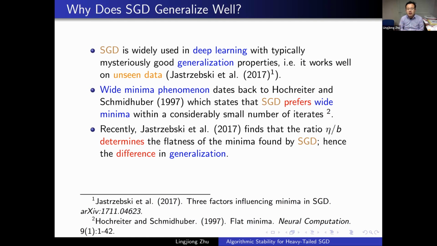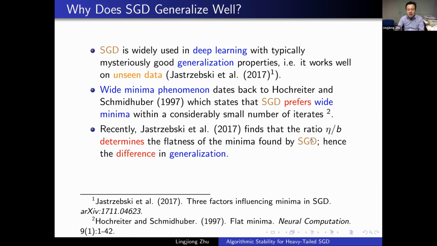The paper from 2017, a few years ago, argues that depending on the ratio of eta over b, where eta is the step size and b is the batch size, it determines the flatness of the minima found by SGD, and hence the difference in generalization. So essentially, SGD finds those flat, wider minima, and that's the reason it causes better generalization.